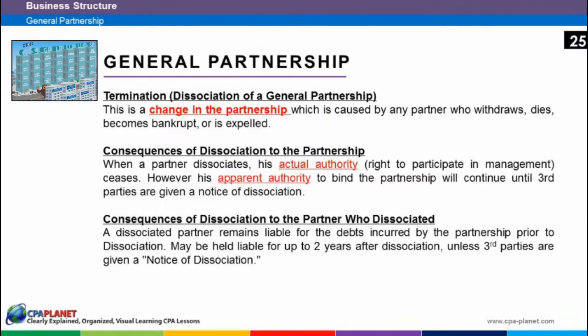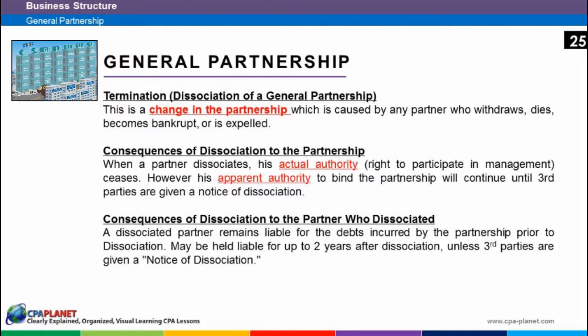Termination of a partnership. A change in the partnership caused by any partner who withdraws, dies, becomes bankrupt, or is expelled. Consequences of dissociation. When a partner dissociates, his actual authority ceases. However, his apparent authority will continue until third parties are given notice. So it's the age-old question of apparent authority versus actual authority. Those are agency principles, same thing here.